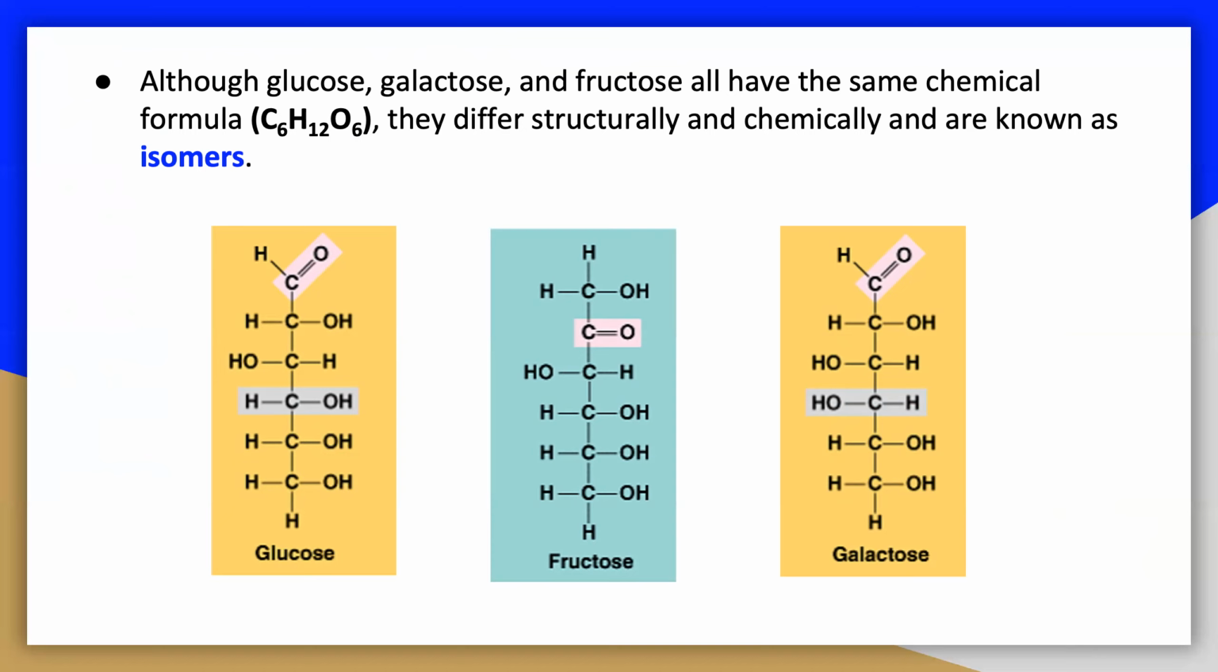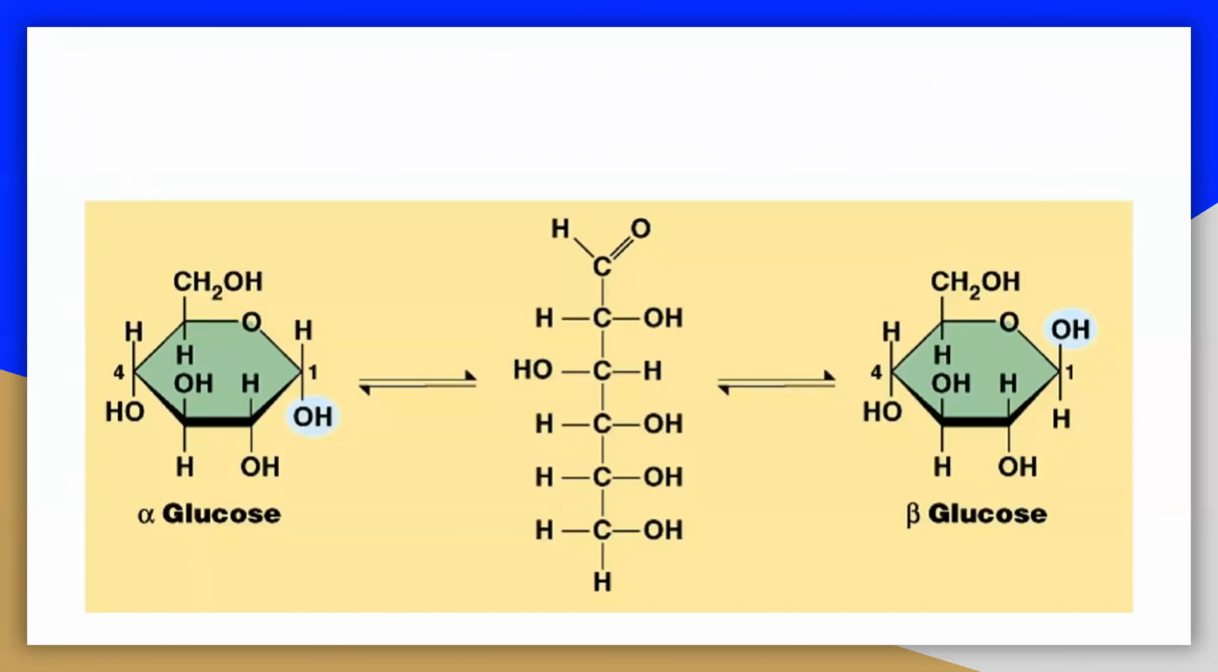Fructose, galactose, and glucose have 6 carbon atoms. They are hexose sugars. Although these molecules all have the same chemical formula, C6H12O6, they still differ structurally and chemically. This makes them different molecules despite sharing the same atoms in the same proportions, and they are all isomers of one another, or they are isomeric monosaccharides.